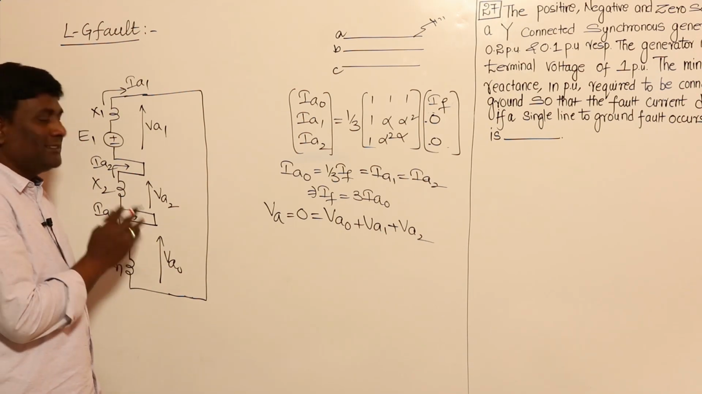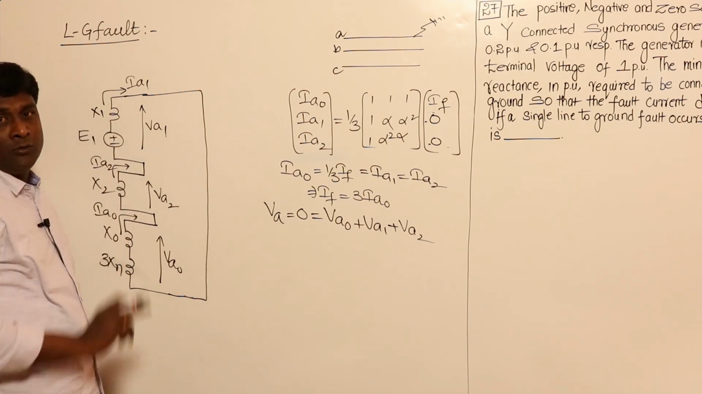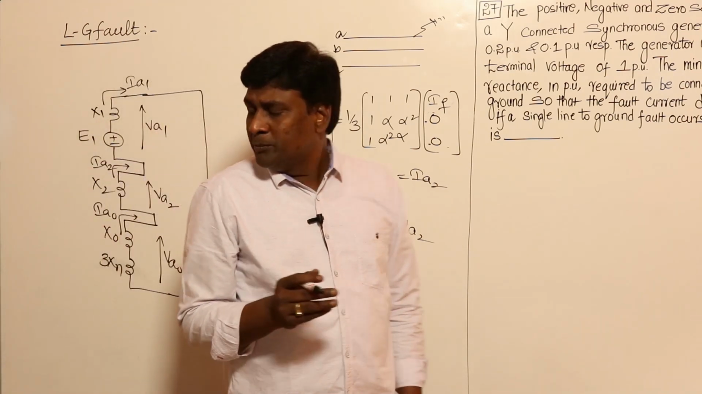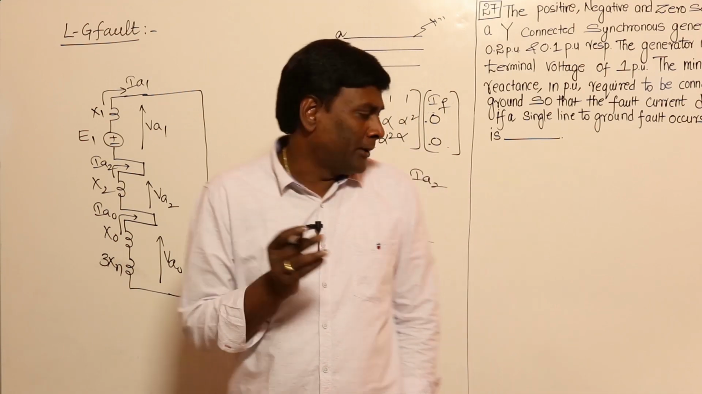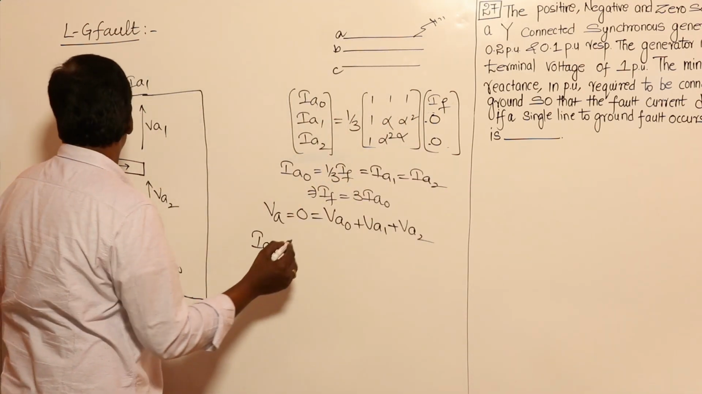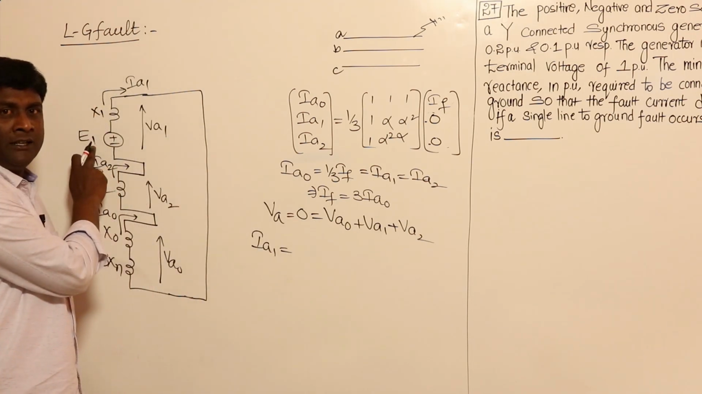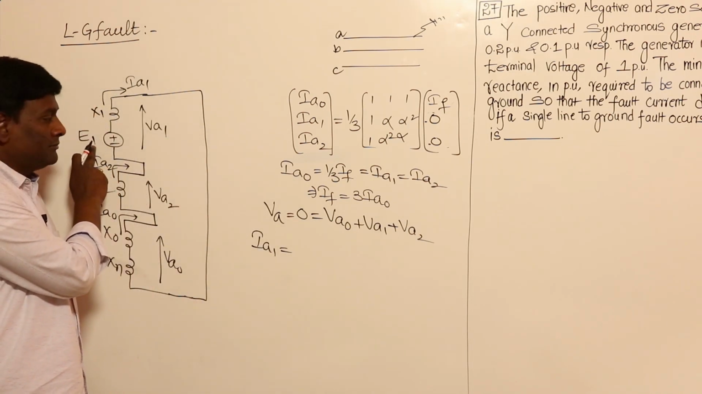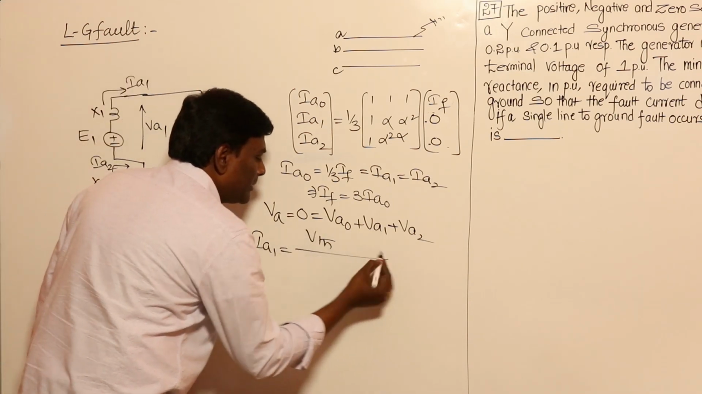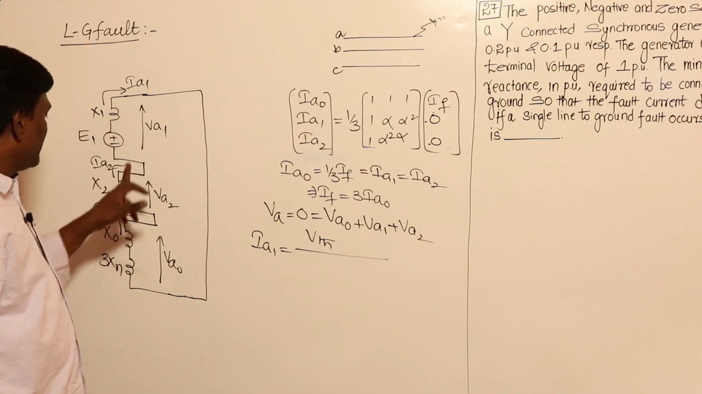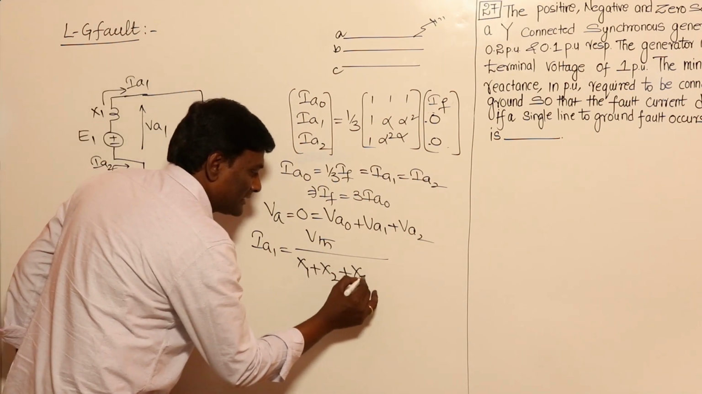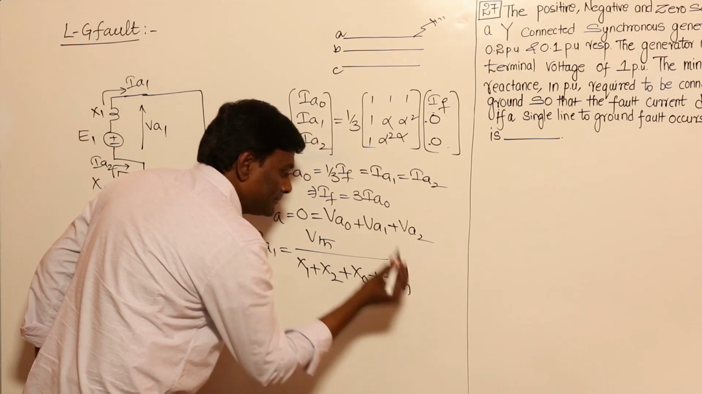From this network we are going to find IA1, or IA2 or IA0. Let me calculate IA1, for example. IA1 is going to be V Thevenin, or E1, the equivalent Thevenin voltage across that particular point, divided by X1 plus X2 plus X0 plus 3Xn.